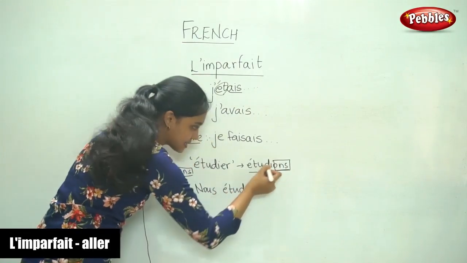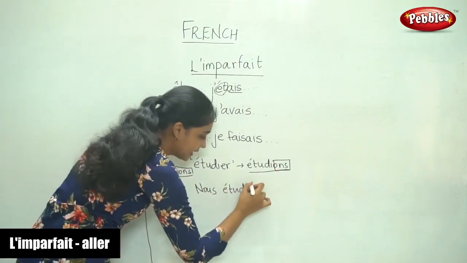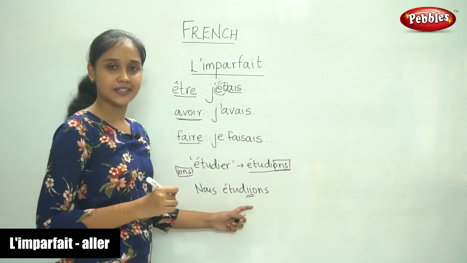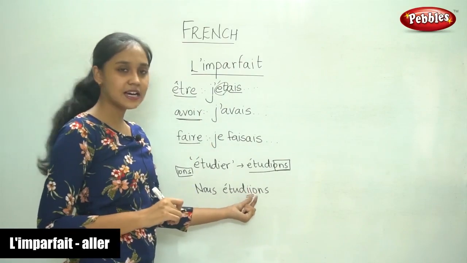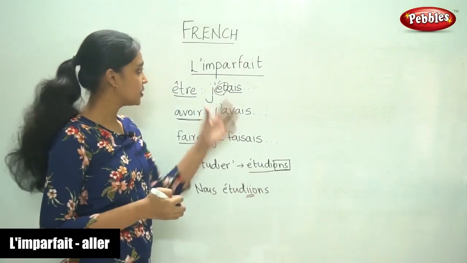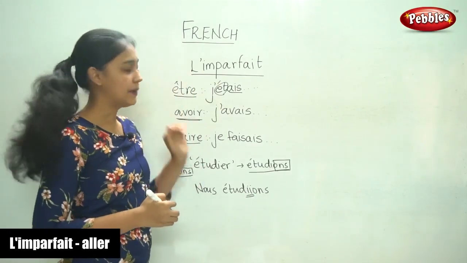So if you notice, there is an I here plus the ending has another I. So you must not forget this. If you remove this I, it changes the meaning. It changes the tense. So this is how we write imparfait.